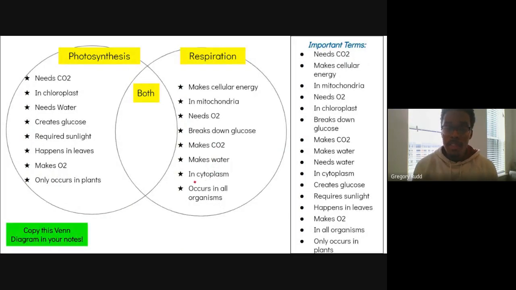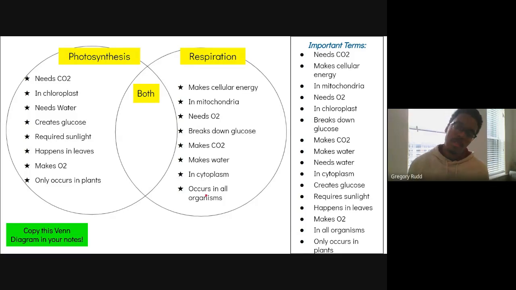It can also take place in the cytoplasm of prokaryotic cells. So remember, we talked about this yesterday. It takes place in the mitochondria of eukaryotic cells and in the cytoplasm of prokaryotic cells. And all living organisms, all living cells must undergo this process of respiration. It must create energy. So I'm going to leave this up and give you all an opportunity to make sure you've copied down that Venn diagram correctly.